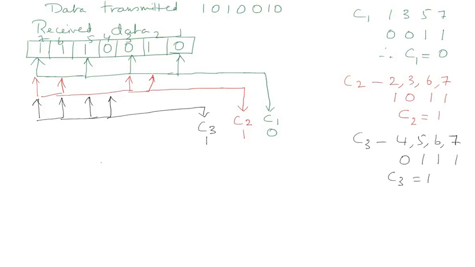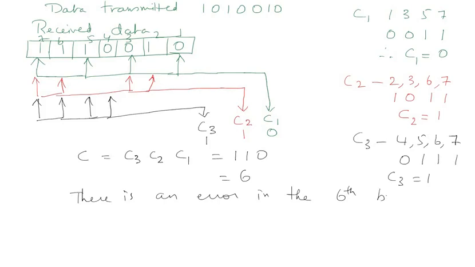Now this code, you can write it as C is equal to C3, C2 and C1. This is equal to 1, 1, 0. So if you convert this into decimal, this is 6. So there is an error in the 6th bit position. So correct the error in the 6th bit position. There we have 1, 1, 1, 0, 0, 0, 0, 1 and 0. So there is an error in the 6th bit position.